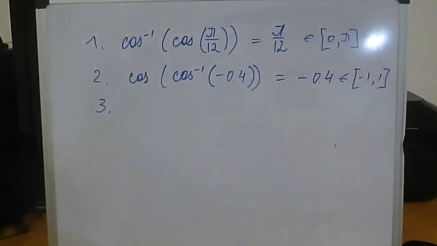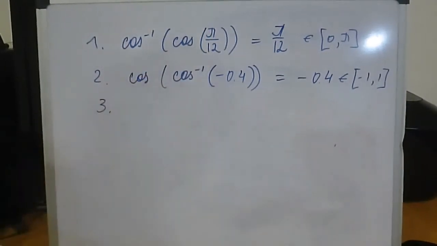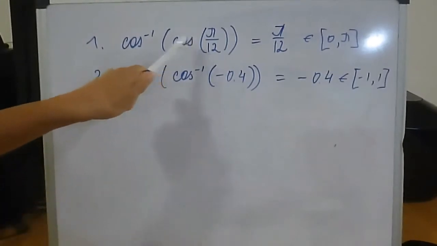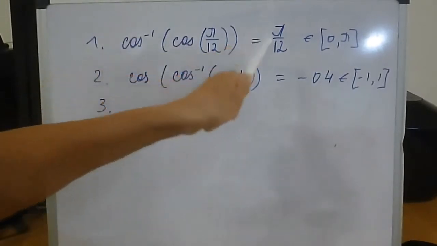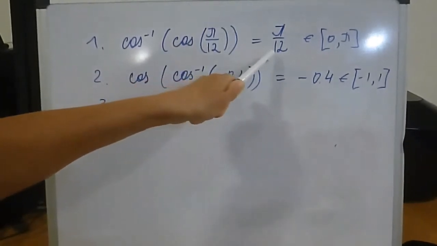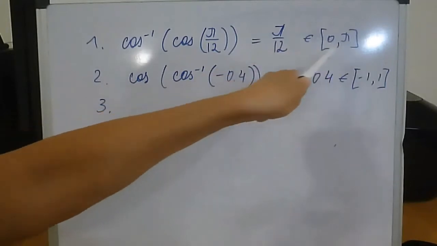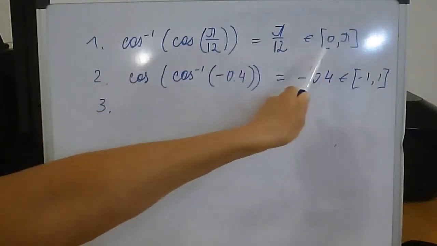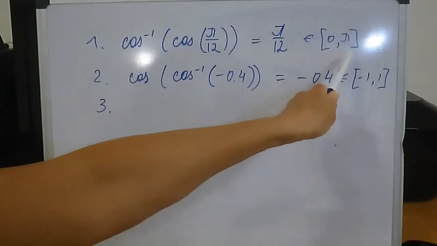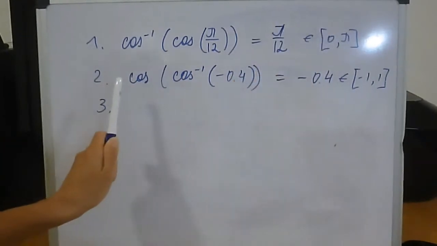Okay, we see on the board two examples of use of cancellation equations. Example number 1, cosine inverse of cosine of pi over 12. Normally, you just cross out the inverse and direct function and get the result, which is your x, the argument of the inner function. We need to make sure that the argument fits into the range of cosine inverse. The range of cosine inverse is from 0 to pi, so our argument fits into it.